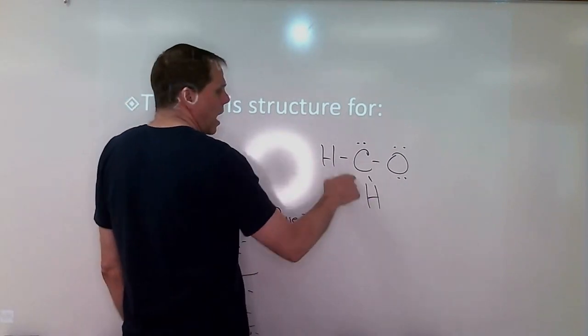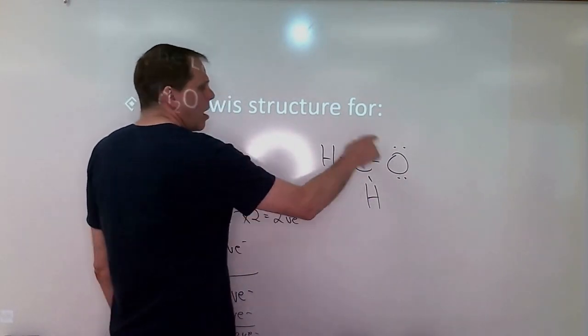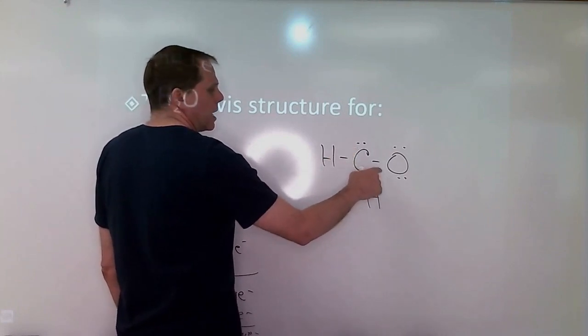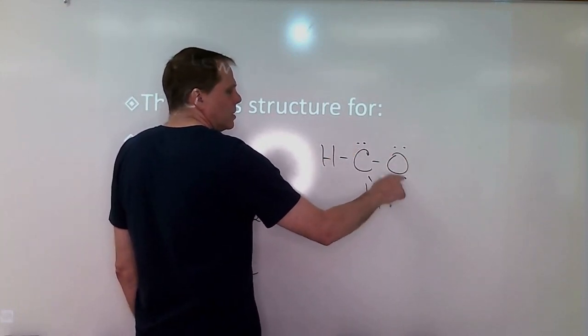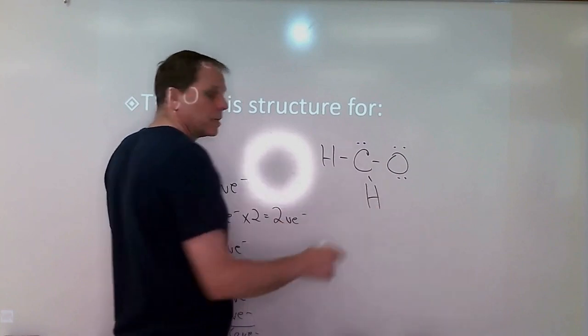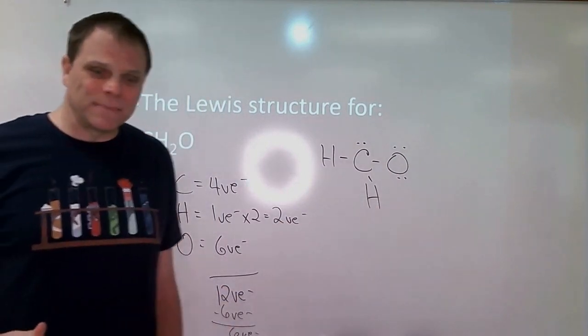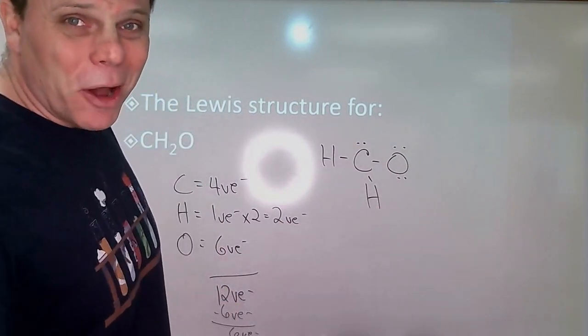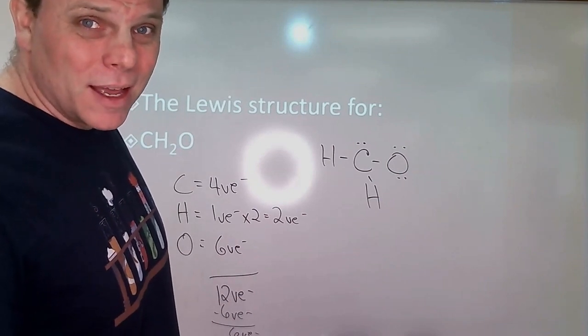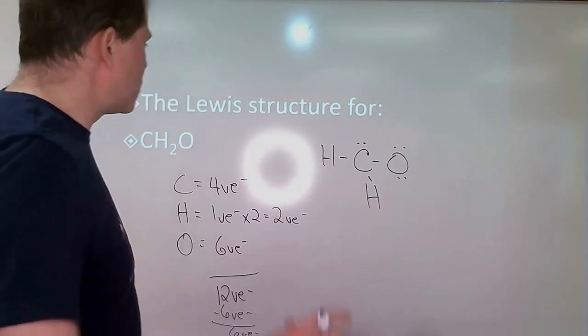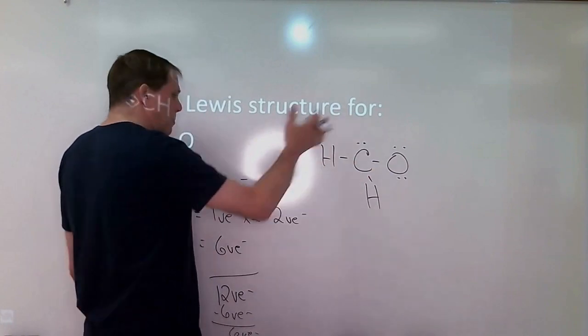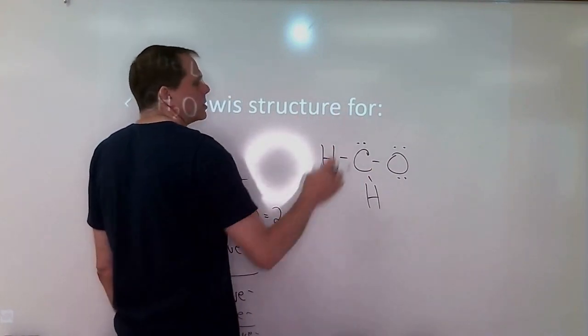Why? Well, look, hydrogen's happy. They only want 2. Carbon's happy. It wants 8. 2, 4, 6, 8. But oxygen's not happy. 2, 4, 6. Oh, my goodness. Oxygen's sad. Oxygen's poor. So Robin Hood, we steal from the rich and give to the poor. Which one's rich here? Which one's already happy? My carbon's already happy.